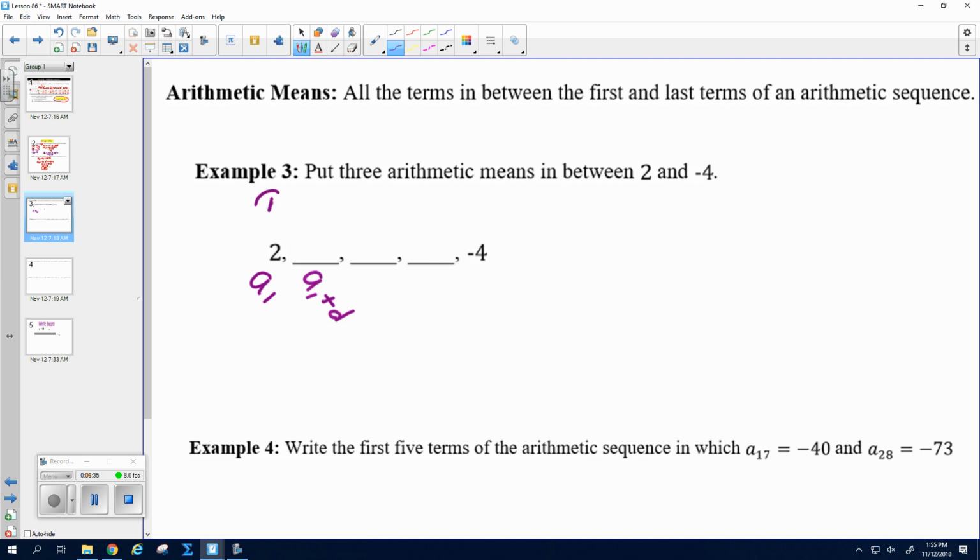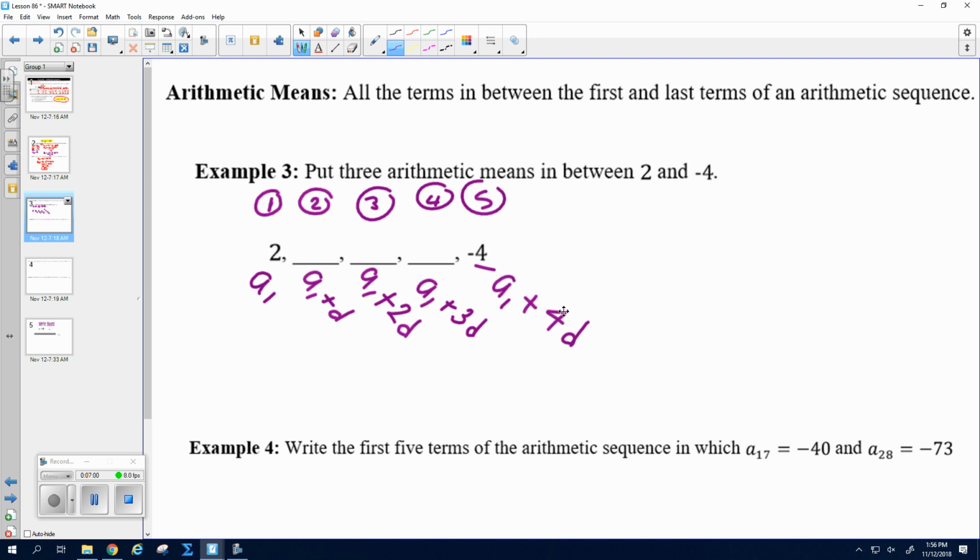This is the first term. I'm going to put a little 1 up here. This is the second term. All right, so the third term, for the second term we only added 1 D. For the third term, how many D's do we add? 2 D's. It's always 1 less, okay? And for the fourth term, we would add 3 D's. And then this would be the fifth term right here, which they already gave us. This would be A1 plus 4 D's. Notice it is 1 less than the term number that you're on for the number of differences that you're adding, right?